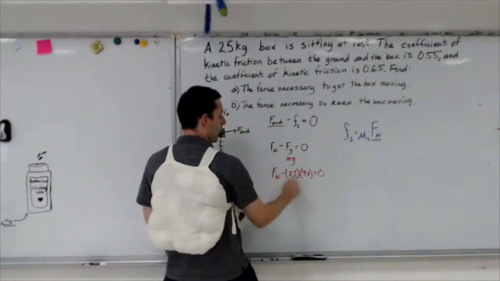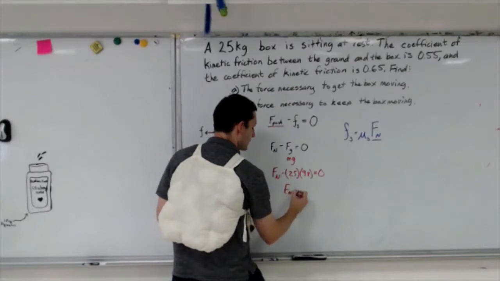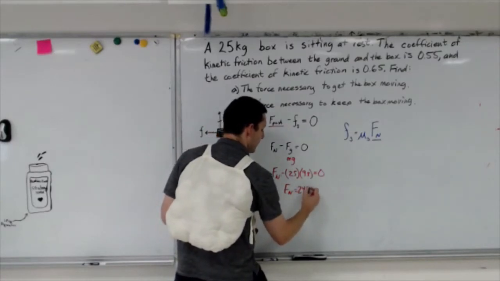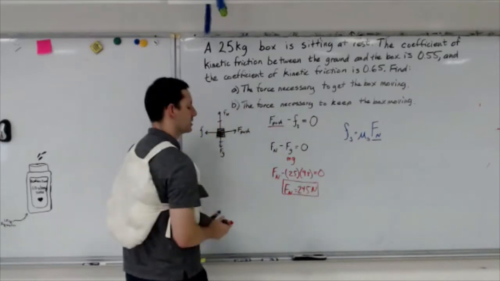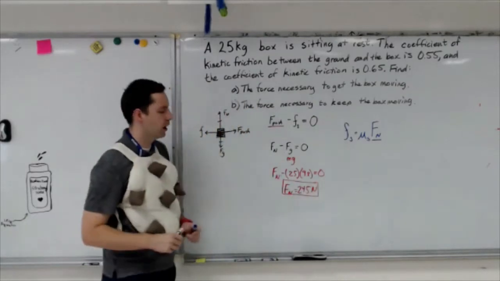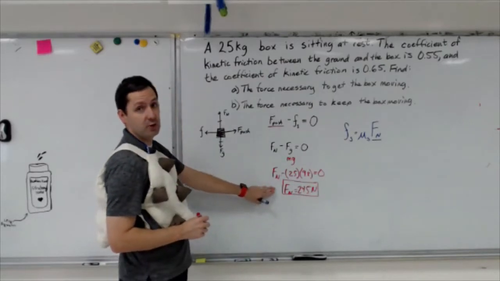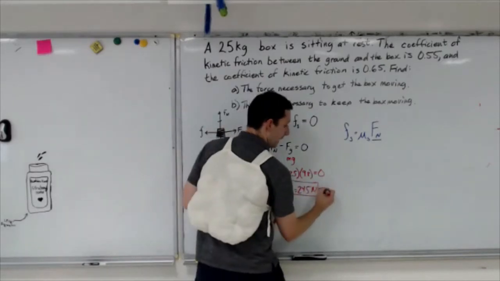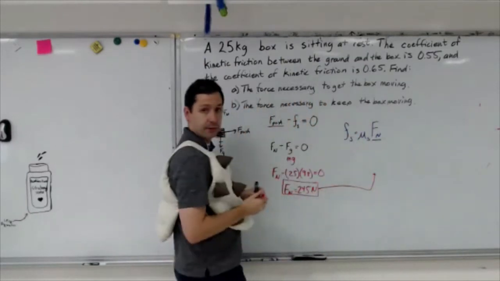Okay, so I multiply those, add it to the other side, and I get that the normal force is 245 newtons. Now, I'm not going through the algebra. I believe that you can do the algebra. If you have a problem with that, let me know. I'll help you out with the algebra part of it. So I've got the normal force is 245 newtons. So now I can take that and put it into my friction equation here.